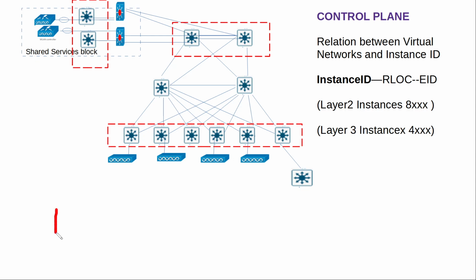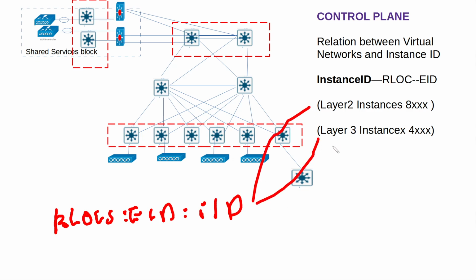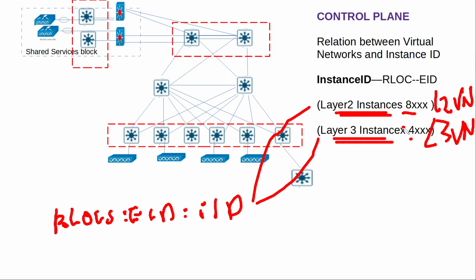So this is just a reminder. Remember that LISP will map RLOCs, endpoint IDs, and instance IDs. And this instance ID will have to map a layer 2 VNID that exists in VXLAN, or a layer 3 VNID. So you can have a layer 2 instance or a layer 3 instance. Layer 2 instances begin with an 8, and layer 3 instances begin with a 4.